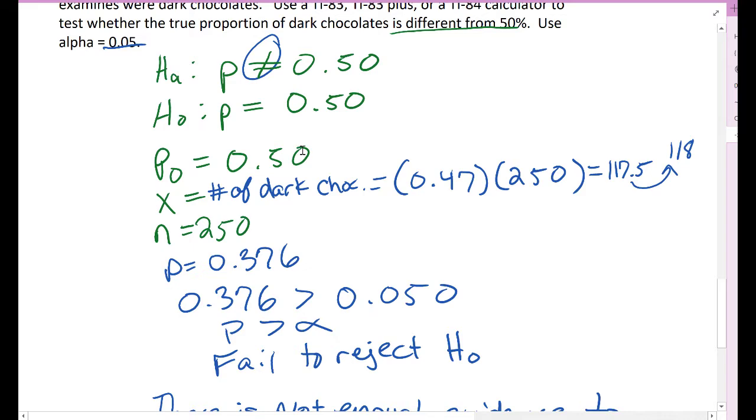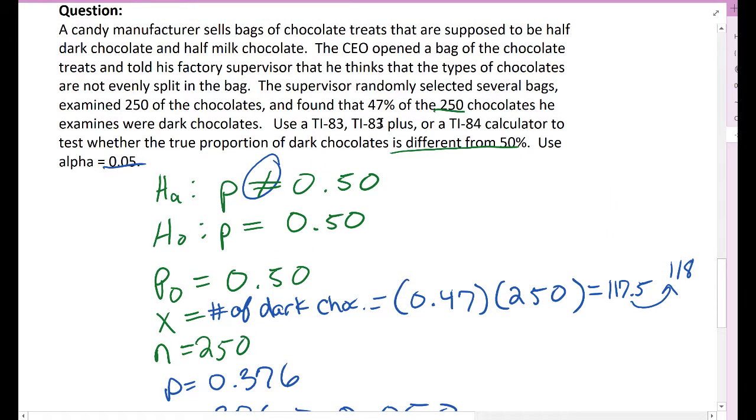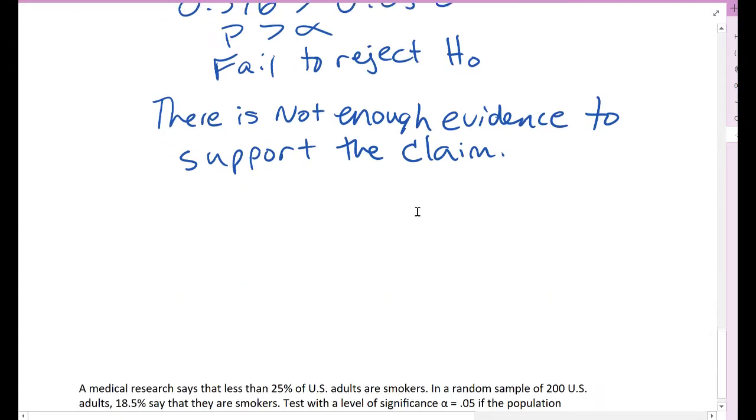Okay, so you notice in this one how they gave us a percentage here. So you have to multiply to get your x value. Sometimes they'll give you the x directly. For instance, if they had said out of the 250 chocolates, 113 of them were dark chocolates. Well, there's nothing to multiply. Your x in that scenario will be a 113. So make sure you're comfortable both ways with that.